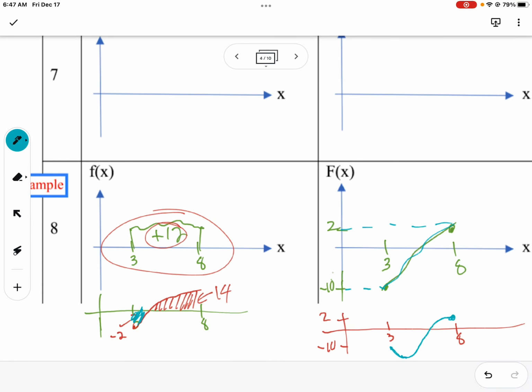But I think you can see that's that negative area there. You can see that this rate graph would correspond to this original function. This rate graph would correspond to this original function.